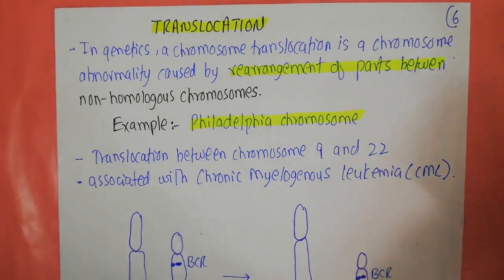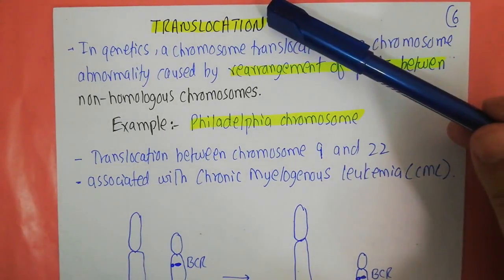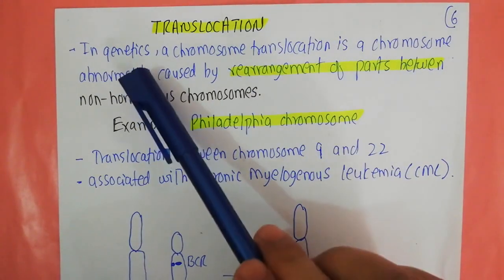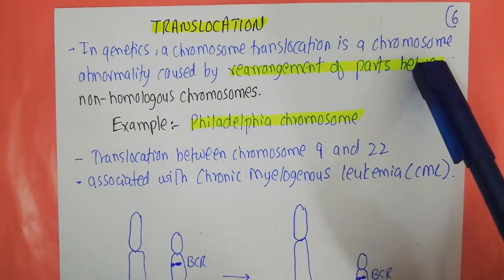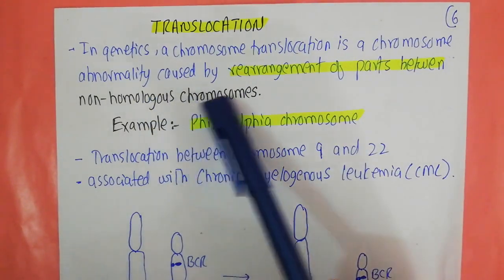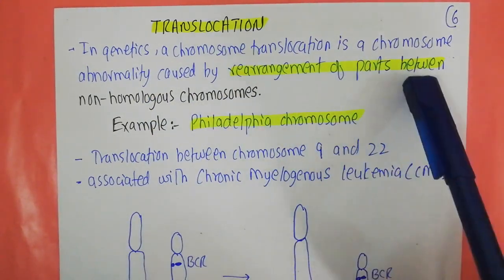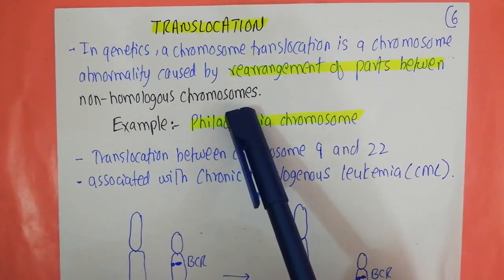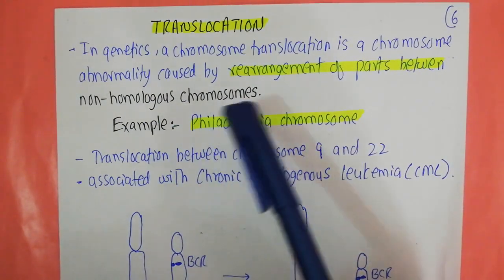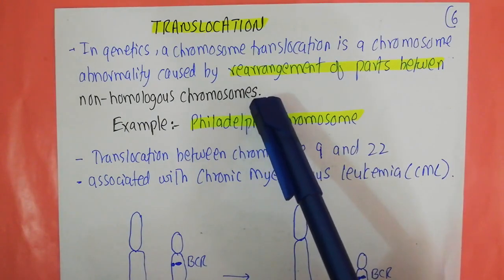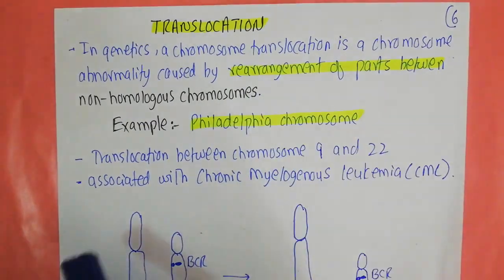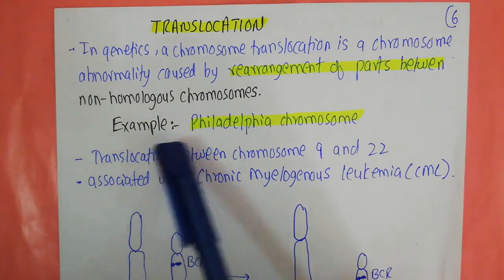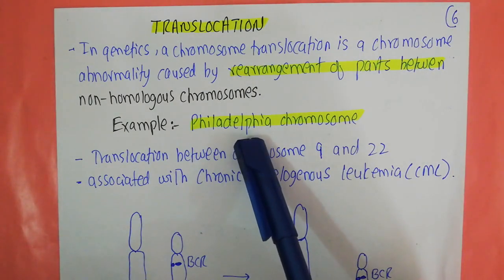Now, what a translocation means: this translocation is an example of a chromosomal mutation. In genetics, a chromosomal translocation is a chromosome abnormality caused by the rearrangement of parts between non-homologous chromosomes. That means that the non-homologous chromosomes are rearranging their parts, they are changing different parts. The example of the translocation will be the Philadelphia chromosome.